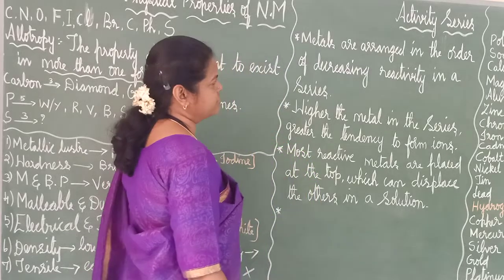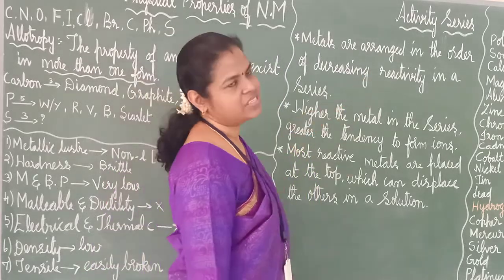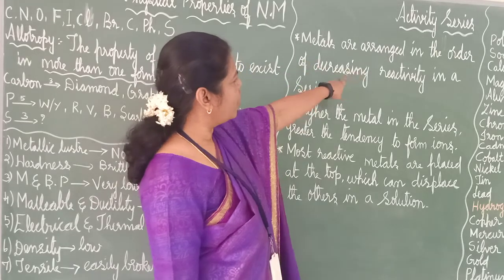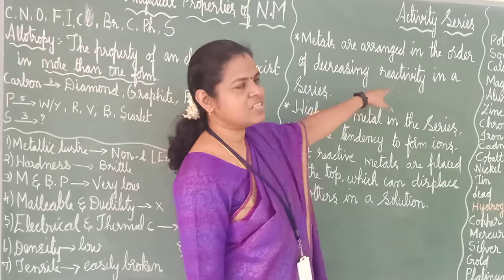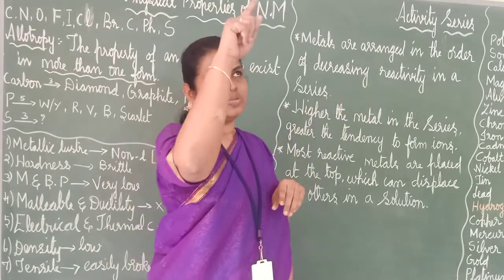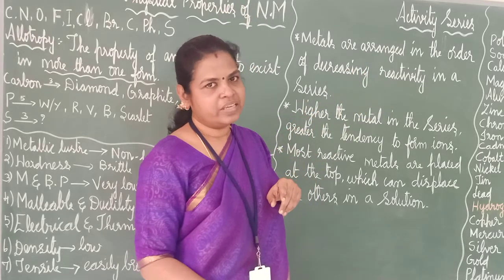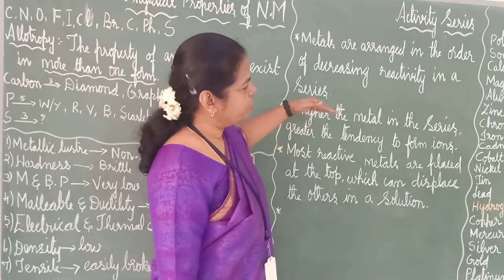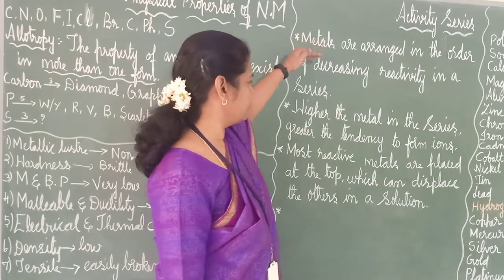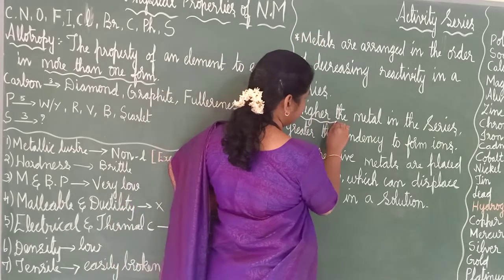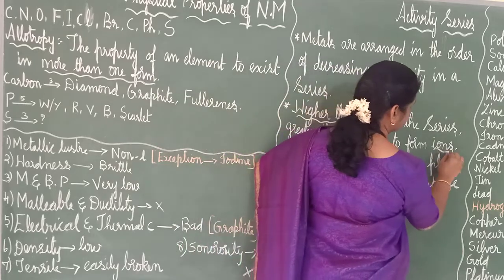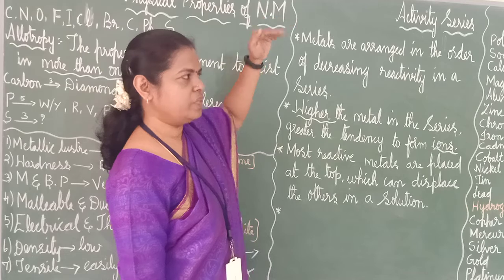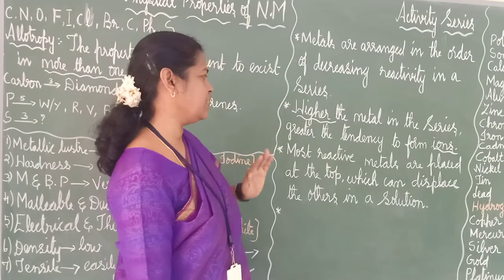Now the second part is the activity series. What do you mean by activity series? The definition: metals are arranged in the order of decreasing reactivity in a series. We are going to arrange all the metals in a series, and what are the important points there? If the metals are higher in the series, the tendency to form ions is higher. Ions will be formed if it is at the top. The next one, a little lesser, like that it comes.